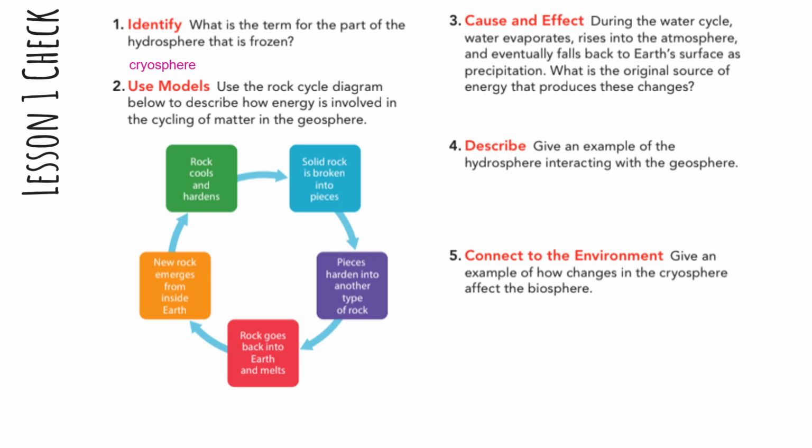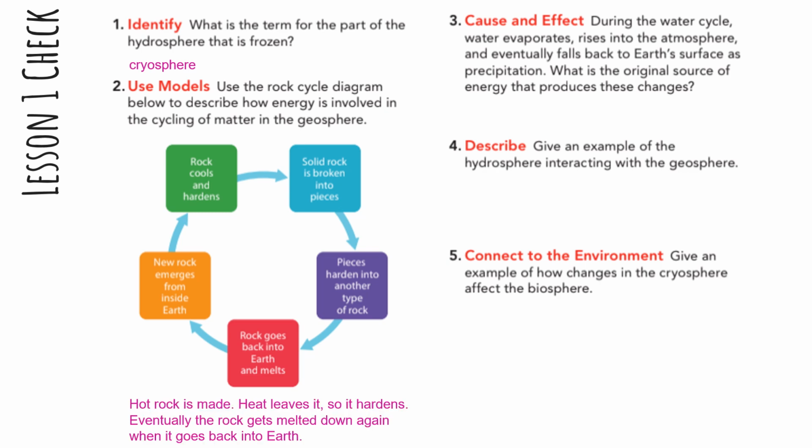Rock cools and hardens. Solid rock is broken into pieces. Pieces harden into another type of rock. Rock goes back into earth and melts. New rock emerges from inside earth. So hot rock is made. Heat leaves it, so it hardens. Eventually the rock gets melted down again when it goes back into earth.